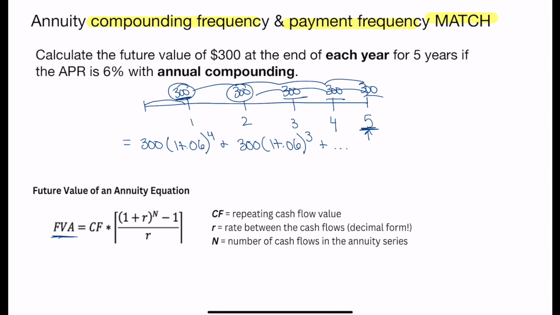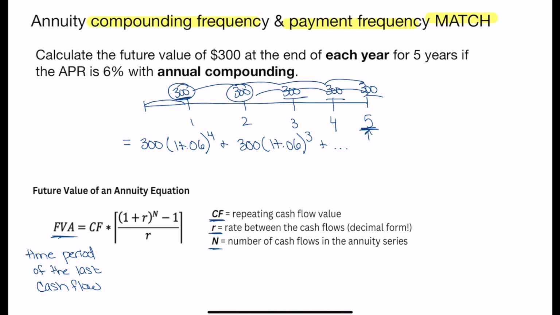What this does is it's going to tell us the future value in the time period of the last cash flow. And the different inputs we need are first, we need the repeating cash flow value. So that's our CF. So in that example problem above, that would be the $300. Then we need the rate between cash flows in decimal form. And I'll come back to that one in a second. And then lastly, we need our N, which is our number of cash flows. So the number of cash flows in this example would be 5.